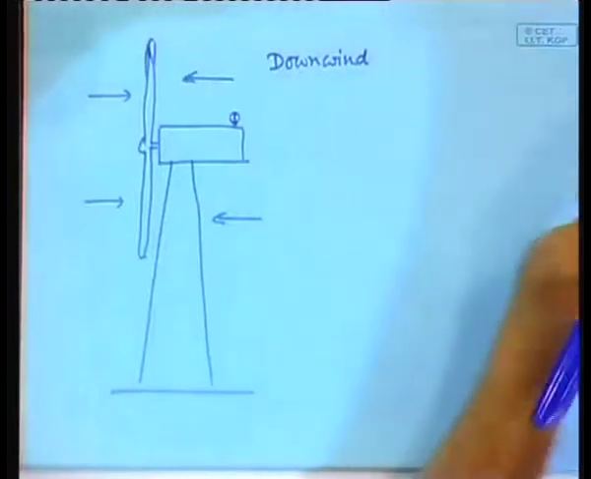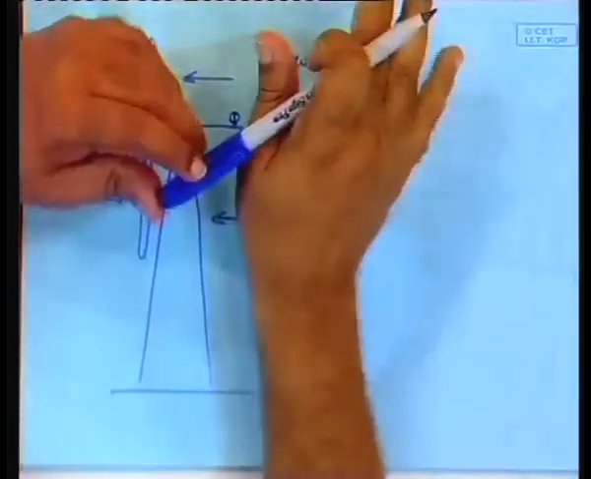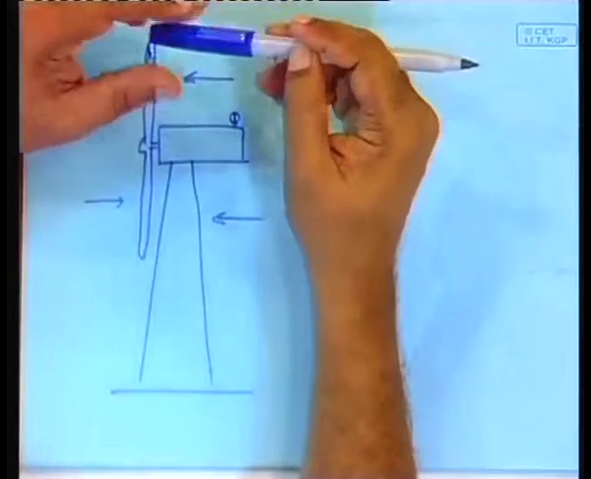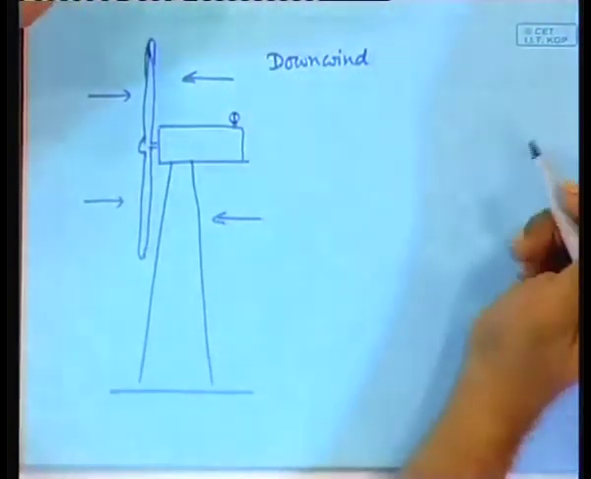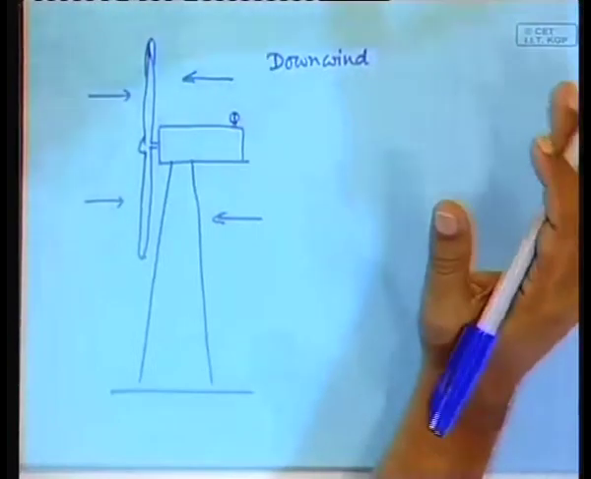Clear? So, that is the point about yaw control, and as I told you, yaw control can theoretically be used for controlling the power output, but it is actually not done, because it produces loud noise and stress on the blades.